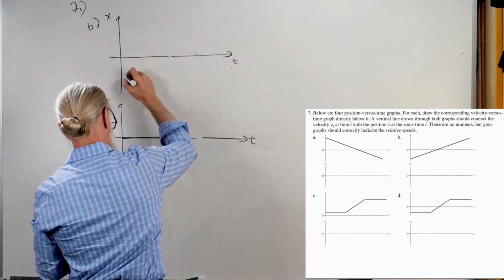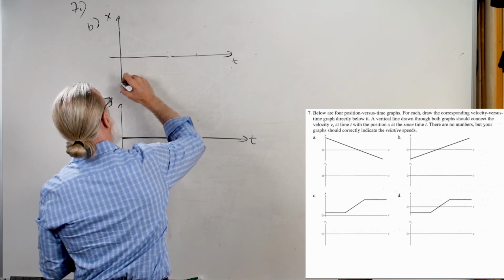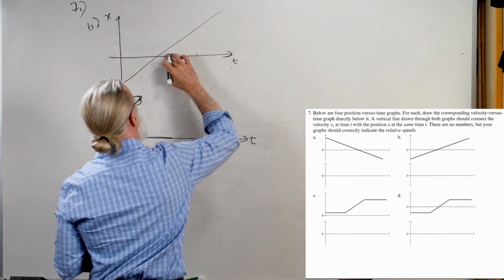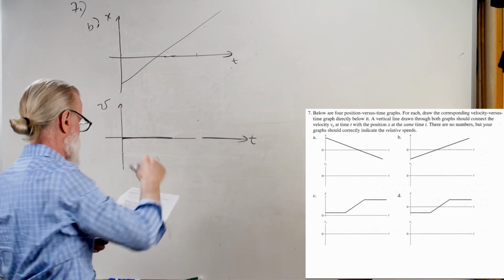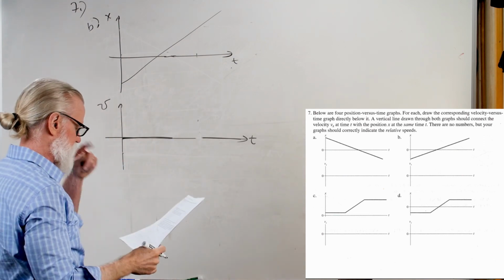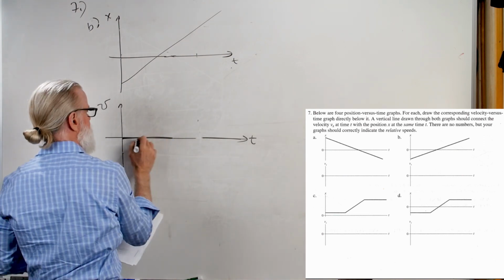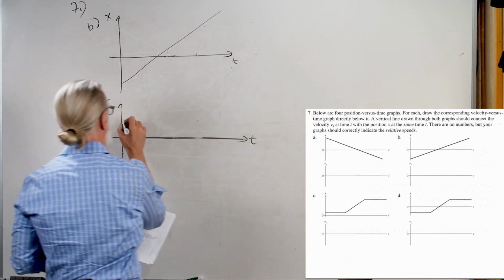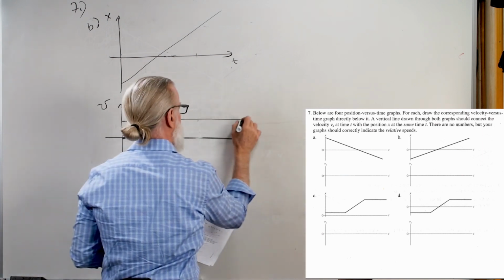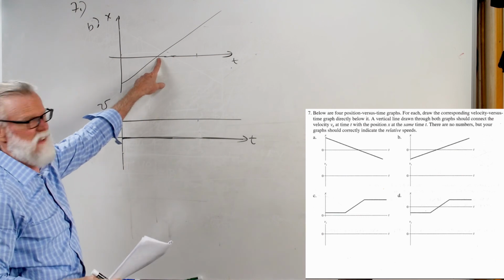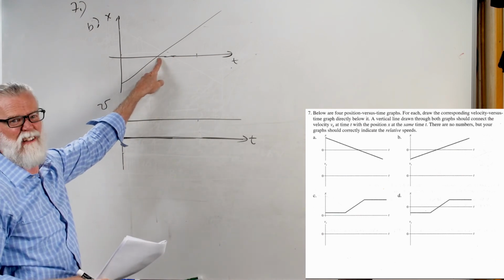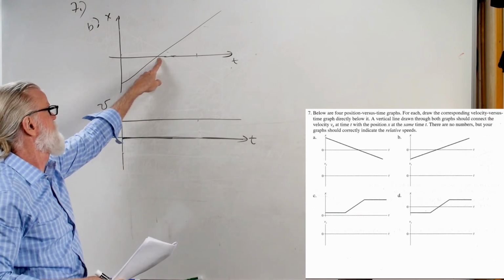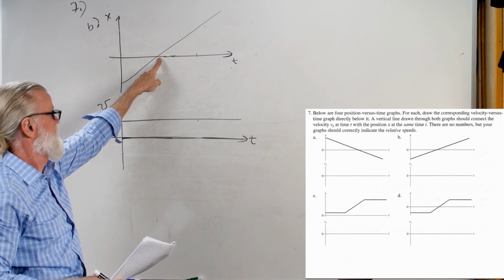Starts at a negative position and does something like that. And that should be a straight line, even though it might not look like that. That is a positive velocity. So here's my axis, and this is a constant positive velocity. Nothing particularly interesting happens there other than the object is at position 0 at that point.